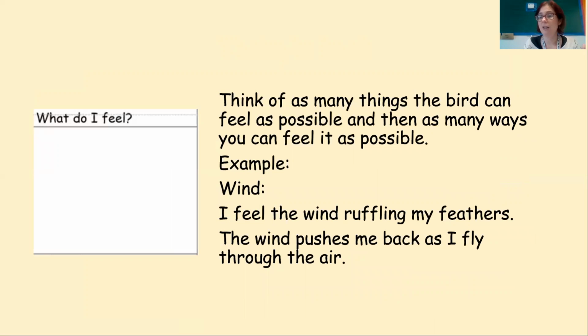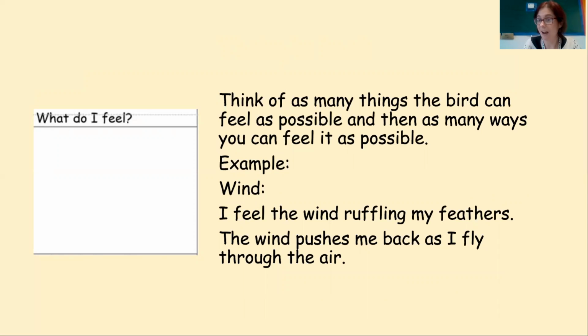So we've done the first two, so we've done moving, seeing. We're now going to do how do I feel. So we haven't got a bronze, silver, gold for this one. Think of as many things the bird can feel as possible, and then as many ways you can feel it as possible. I was struggling with this one a little bit.